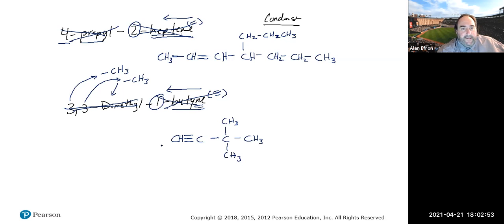All right, questions on how to name alkenes, alkynes. Obviously, you need to be able to do both of those things, go from name to formula or formula to name.